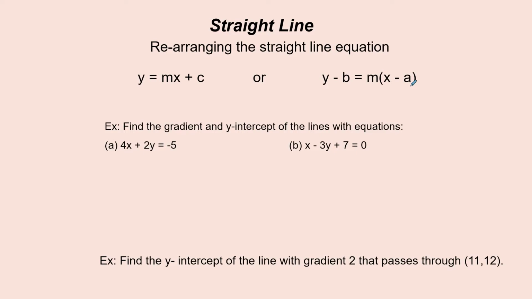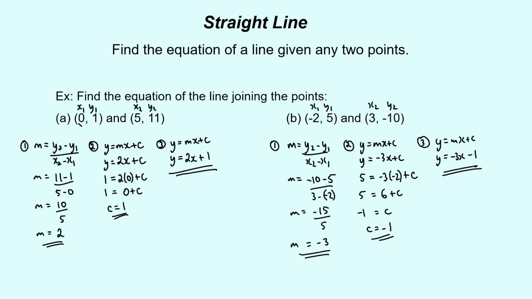We've got an example that says find the gradient and y-intercept of the lines with equation. Now, these equations have been rearranged. They're not in the form y equals mx plus c, which is the form we need if we want to read off the gradient and y-intercept. So if we flick back a page, we can see from our final line on the second example that the gradient was minus 3 and the y-intercept was minus 1, which is what we got in our working.